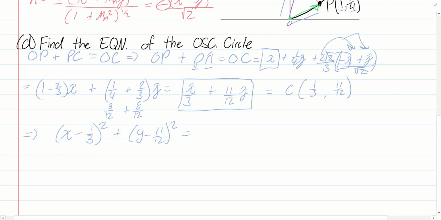And this is going to equal r squared, in this case rho squared, which is 2 root 2 over 3 squared. And this is the same as square root of 8 over 3, so we square the square root of 8, and we'll have 8 over 9. So then this is our equation for our osculating circle.